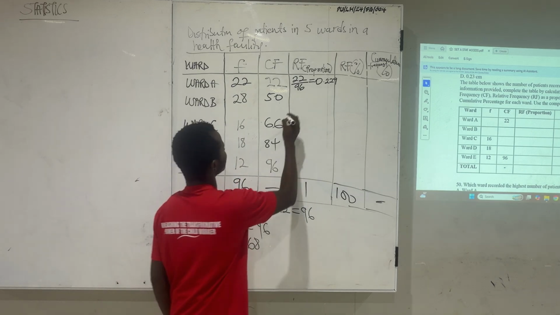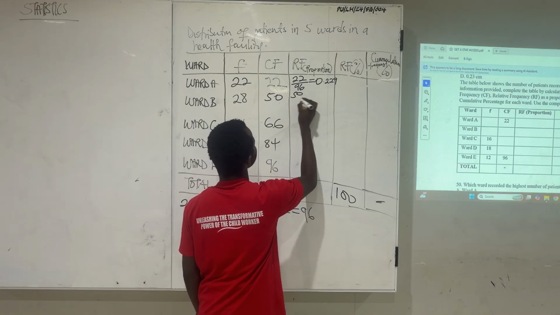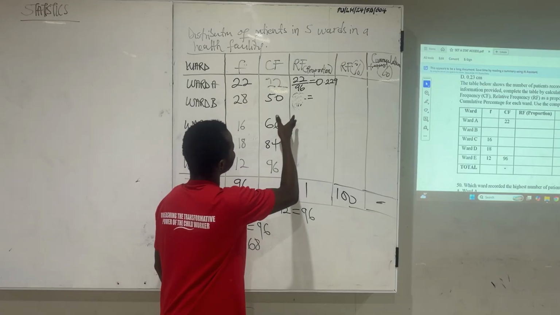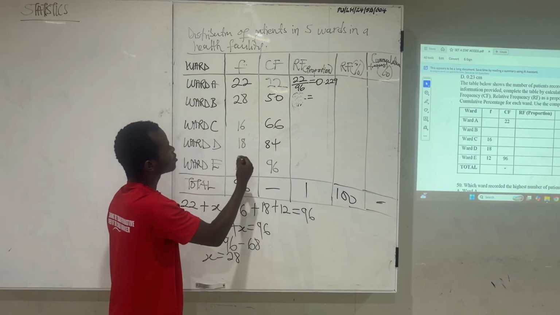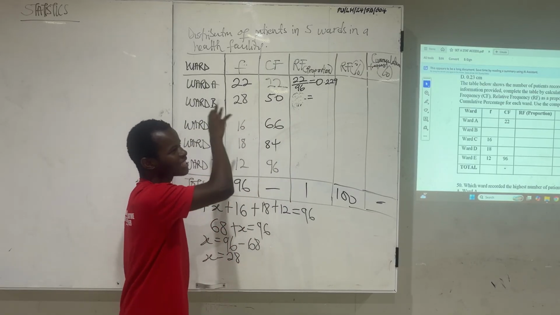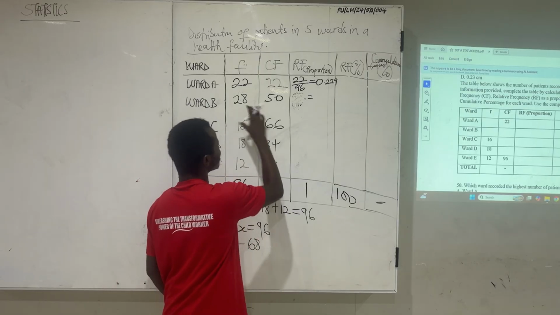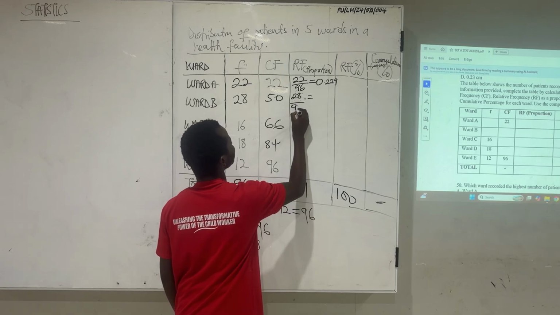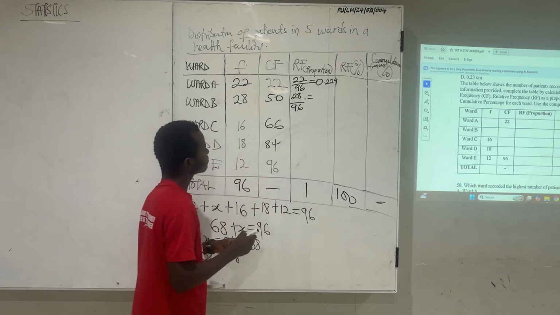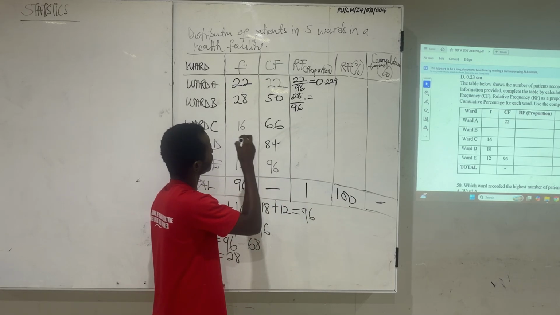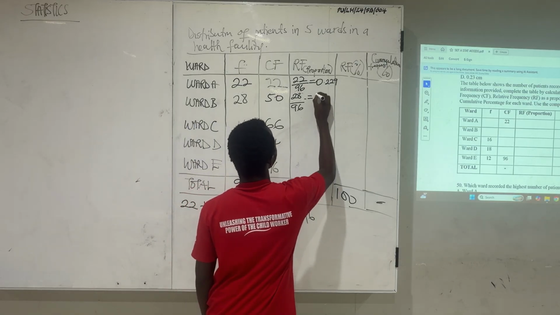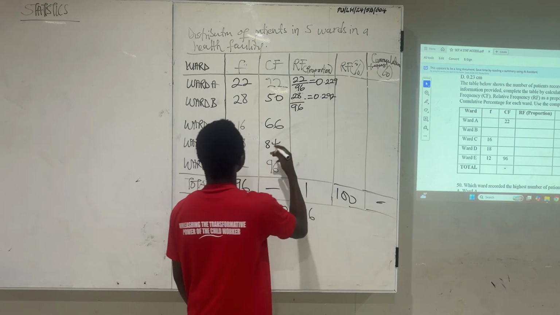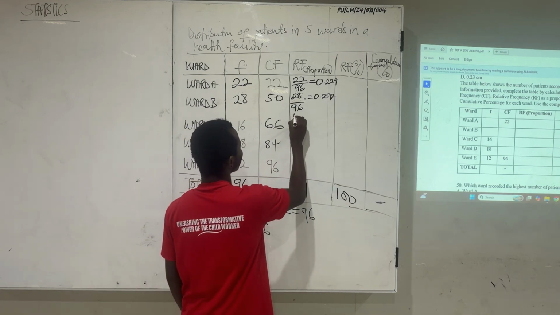All right, so let's go to the second one. 50 divided by 96. I talked about earlier, you might use the cumulative frequencies. So always make sure that you are using the frequencies itself. All right, so let's use the frequencies. So 28 divided by 96. 0.292. Then the second one, 16 divided by 96.